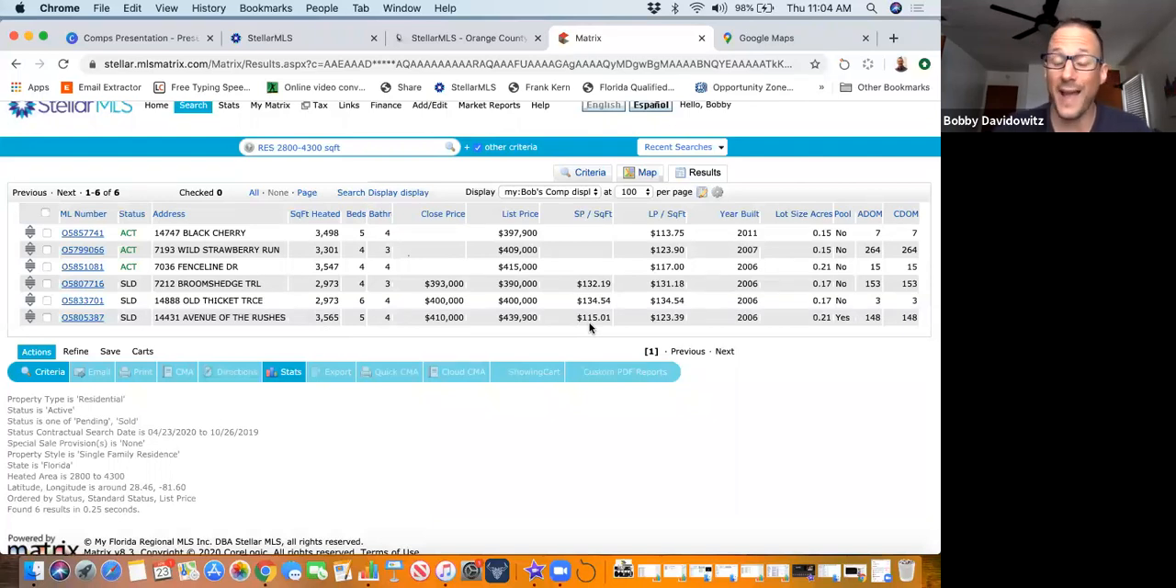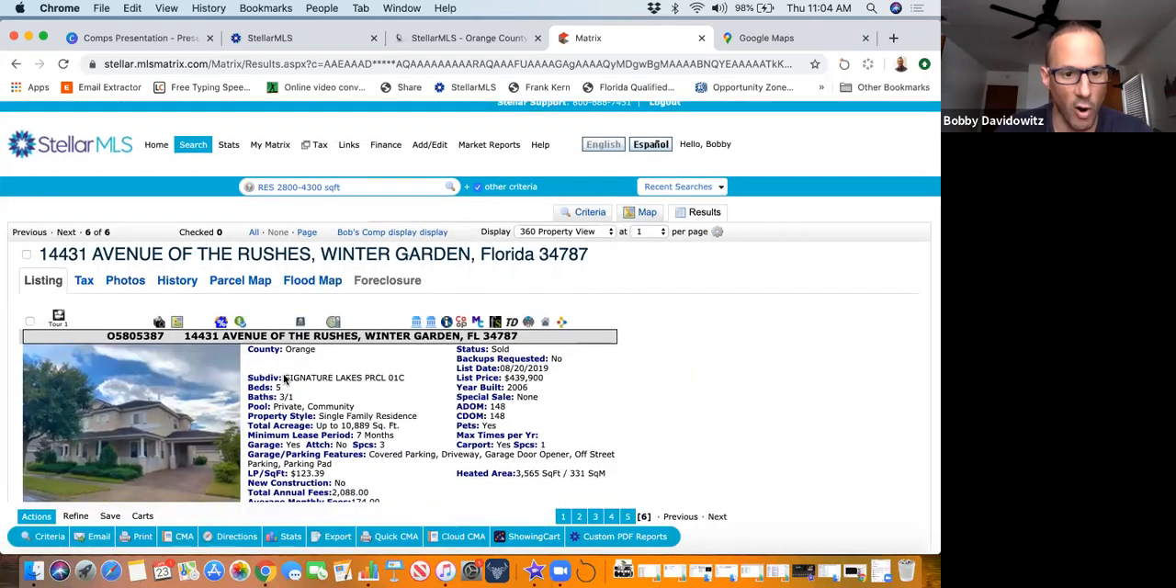This is why I don't have you guys compare properties that are way different in size, because as square footage gets bigger, usually price per square foot drops. It's just a natural drop. So that could be part of the reason that this is at 115, but it also spent 148 days on the market, so there's got to be a reason for that. This one has a pool, ours doesn't, but once again, that might or might not be a huge deal. So let's take a look at this one that sold for 115 a square foot and see how it compares to ours.